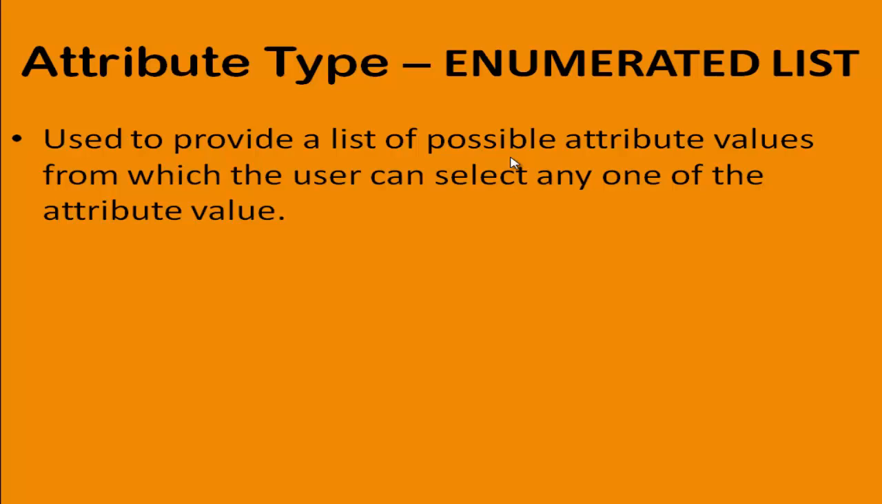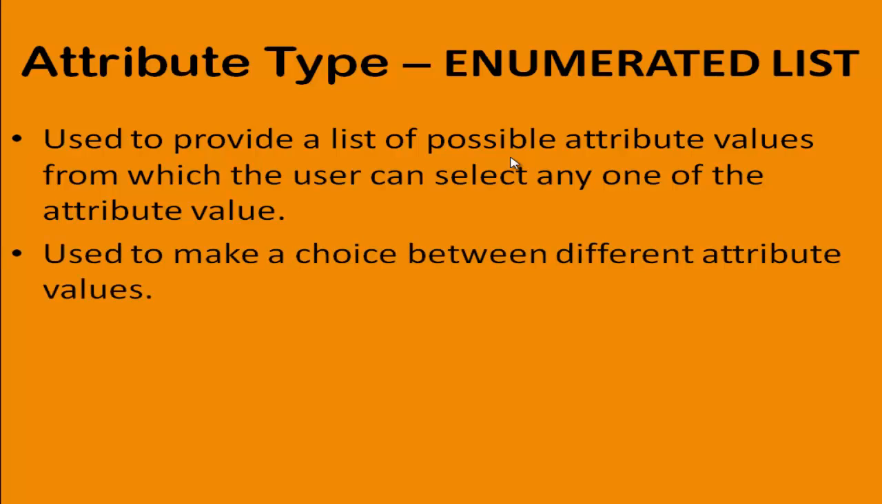So an attribute can have multiple choices. Whatever choice you need, you can select from one of those choices. That is the main use of this enumerated list. As I said, it is used to make a choice between the different attribute values. So how to do this? This is done with the help of the pipe character. This pipe character we have already seen in our previous video lectures.